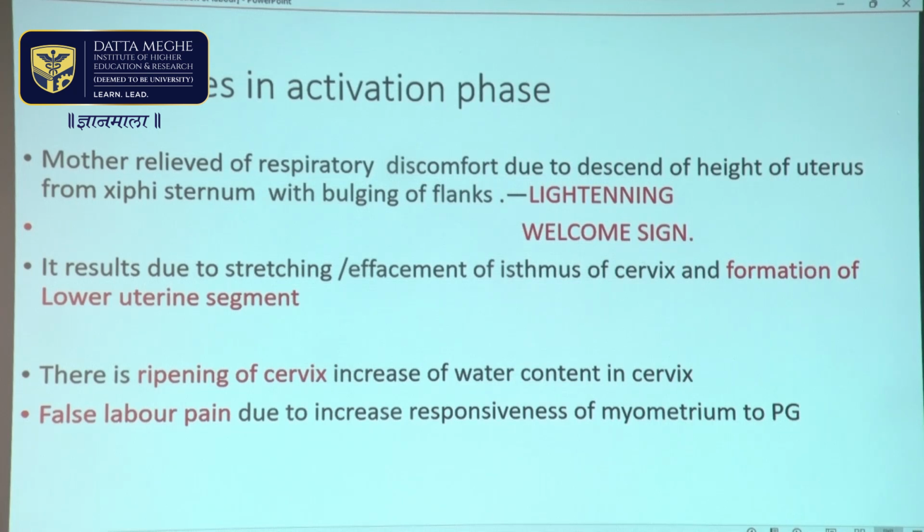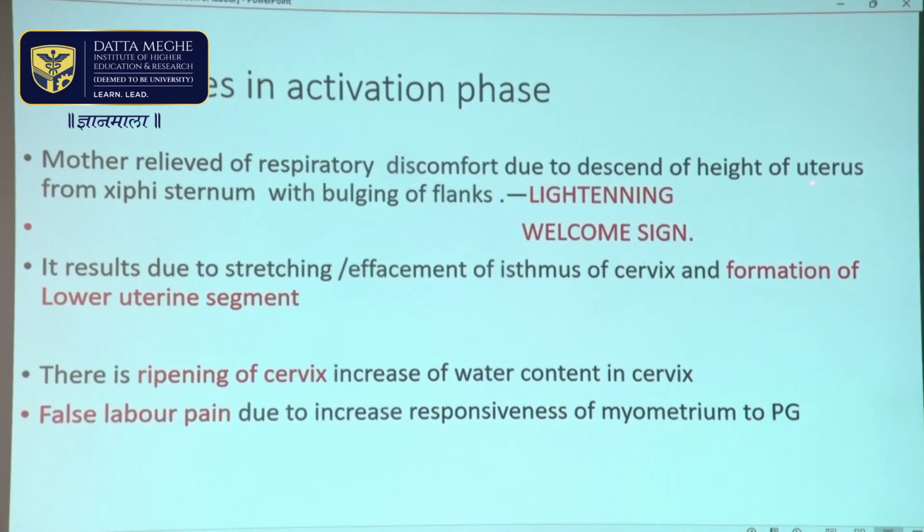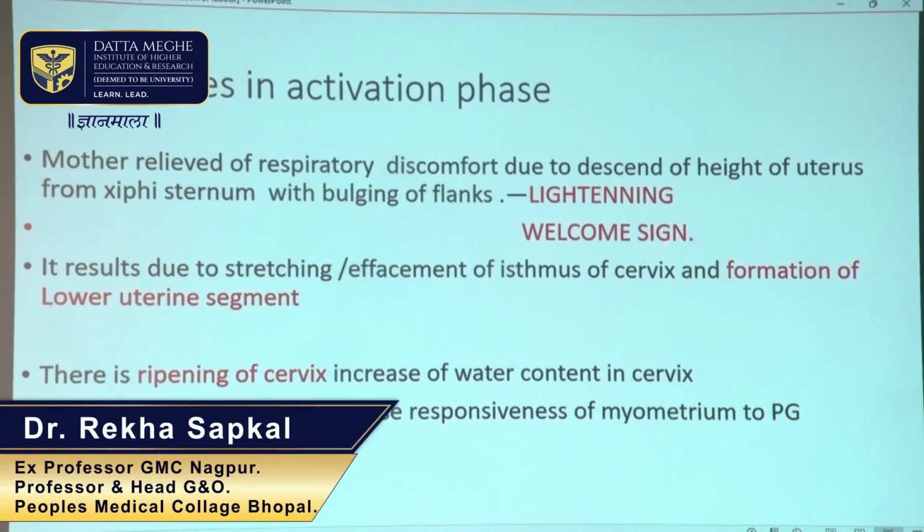So, in short, at the end, what are the changes as a result of the activation phase? In the activation phase, the mother gets relieved of respiratory discomfort due to descent of the height of the uterus from the xiphisternum, and the flanks become bulging. This sensation is known as lightening, and it is a welcome sign at term, 15 days before the expected date of delivery. Shelf sign is also seen in multigravida.